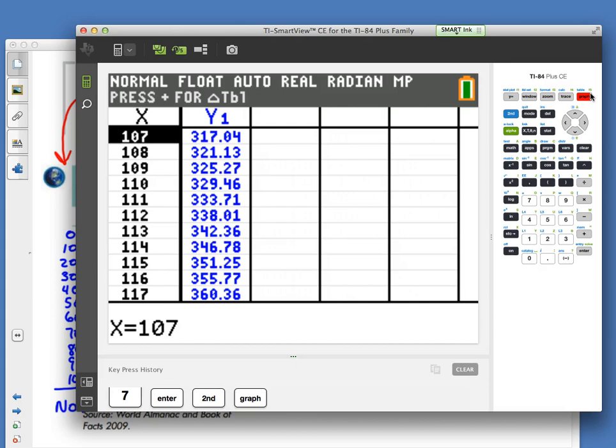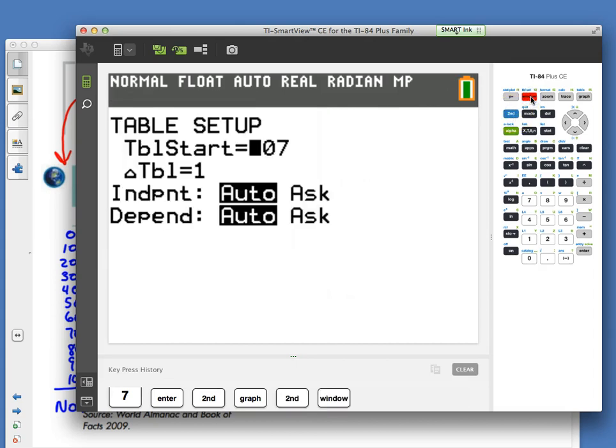Okay, does that make sense? And are you okay with how I got there real quick? Okay, using my table set. You want to see that again? Okay, so under my table, I'm allowed to adjust my tables, and I can start my X value on my table wherever I want. I can go up by 7s, I can go up by 8s, I can go up by 0.0001s. By the way, if you do that, it takes forever to get to 107, so just know that's the case. If you're cursoring through, there's a faster way to do it.